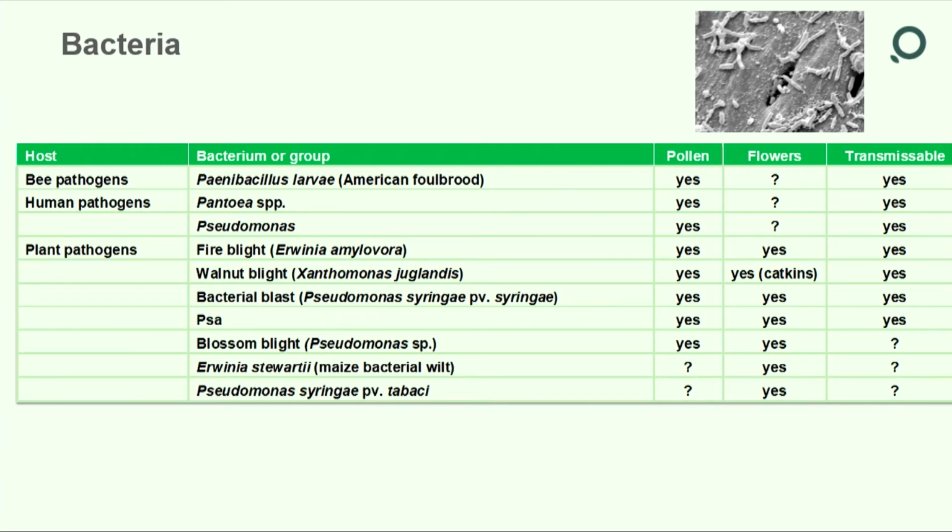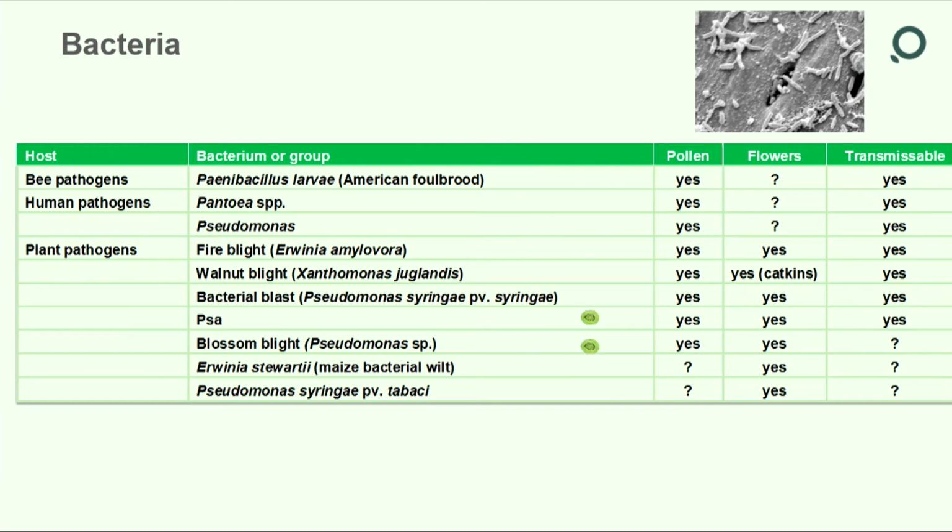Then moving to the plant pathogens, fire blight: it's found on pollen, on flowers, and it's transmissible. Same with walnut blight, bacterial blast, which is a disease of stone fruit, and PSA, which we're all familiar with. And then blossom blight, we know it's on pollen, we know it infects flowers, but we don't know whether it's transmissible. And there's 2 other bacterial pathogens, maize bacterial wilt and a disease of tobacco, Pseudomonas syringae pv. tabaci, which are found on flowers, and we don't know whether they're pollen transmitted or not.